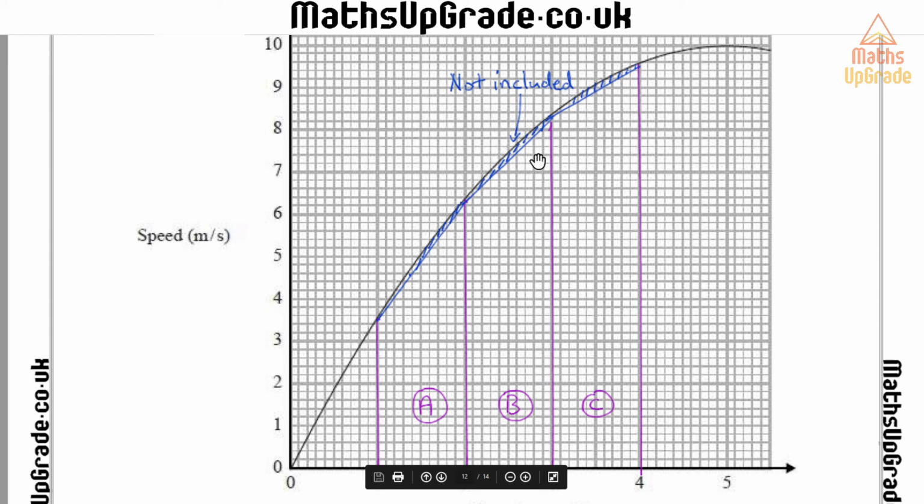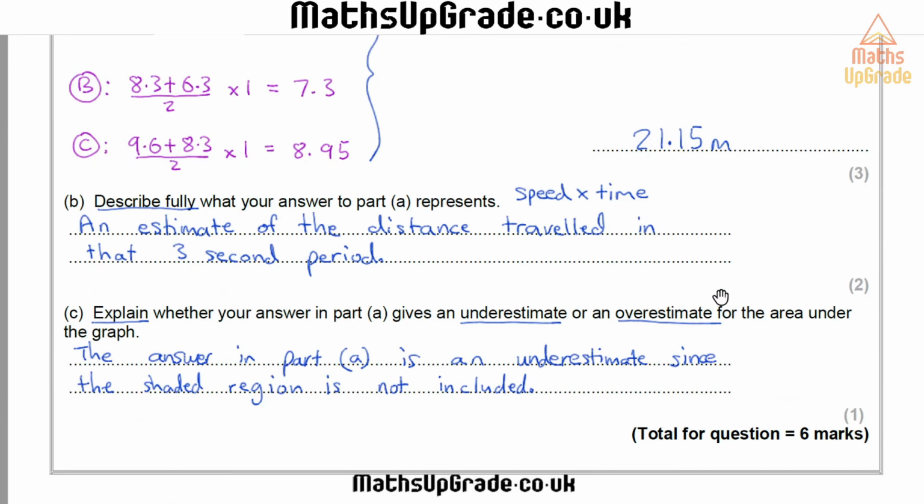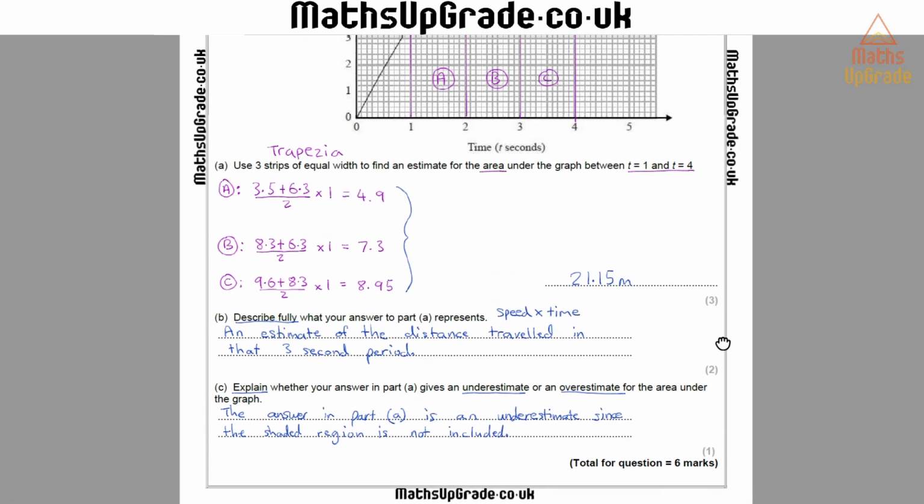Similar for section B. I haven't included this area shaded here. That's a limitation of the trapezium rule. It will only ever be an estimate when you've got a curve. Sometimes it's an underestimate, sometimes it's an overestimate. It depends on how the curve is. So that's the answer for part C. The whole question there is worth 6 marks.